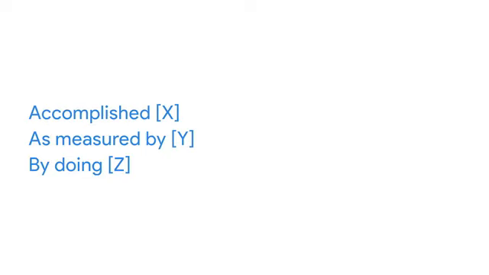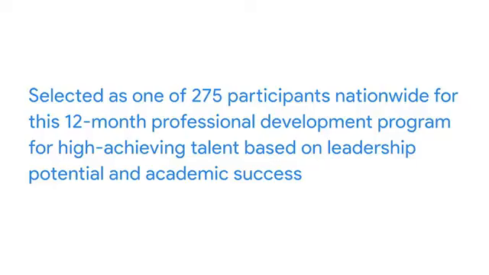One way to do this is to follow a formula in your descriptions: Accomplished X as measured by Y by doing Z. Here's an example of how this might read on a resume. Selected as one of 275 participants nationwide for this 12-month professional development program for high-achieving talent based on leadership potential and academic success.